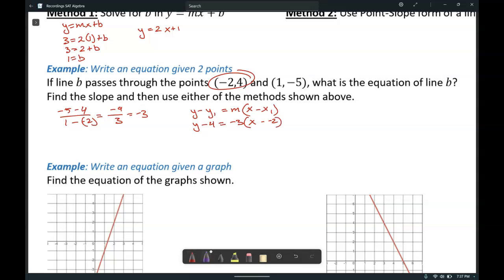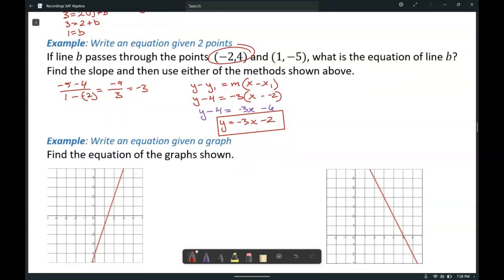And so we'll go ahead and distribute. y minus 4 equals negative 3x minus 6. And then we'll add 4 to end with y equals negative 3x minus 2. There's our equation there.